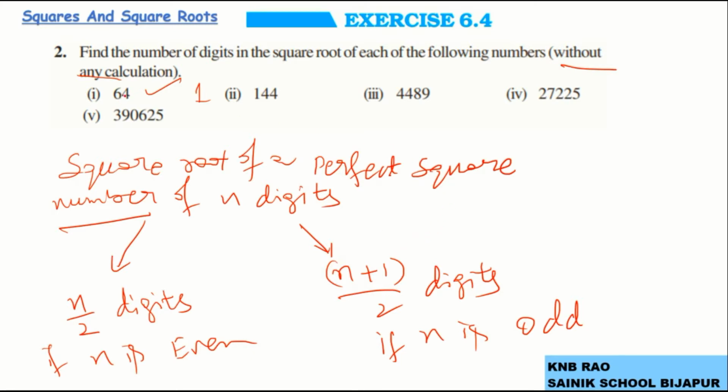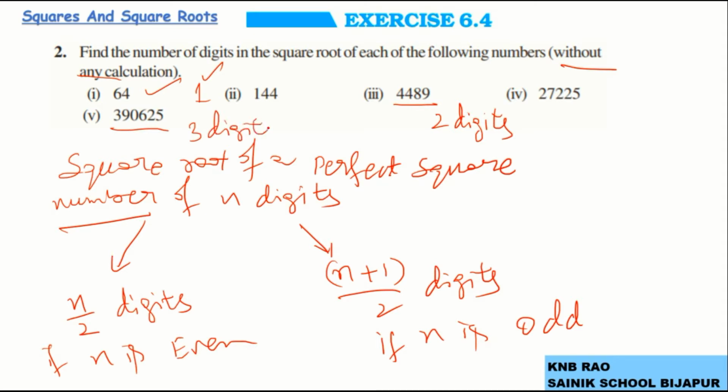Having this knowledge, we are trying to go without any calculation. Here there are only 2 digits, it's even, so by 2, 1 will be the number of digits in the square root of this. If you take this, it's again even, 4 digits by 2, that means the square root of it will have 2 digits.